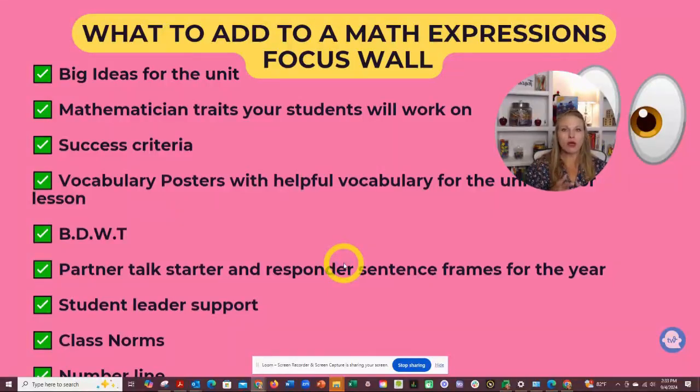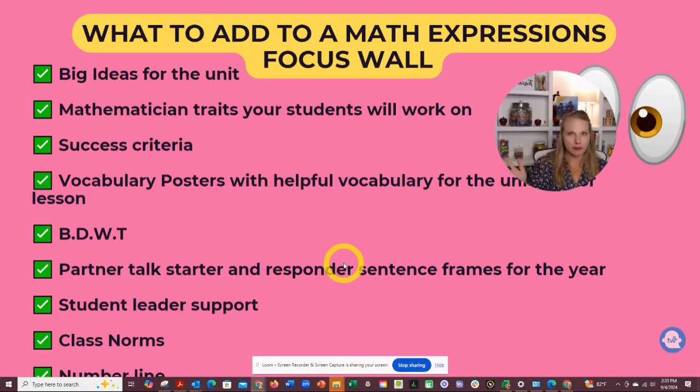A math focus wall is totally optional. Okay, so you might choose to have your big ideas for the unit, a character trait that students are working on, like mathematicians take risks, mathematicians talk to neighbors, whatever that trait is, a mathematical practice standard or just general mathematician traits would go on your focus wall. You're saying, friends, don't forget, this is what we're focused on during this unit, during this quarter. It helps you focus. It helps students focus.